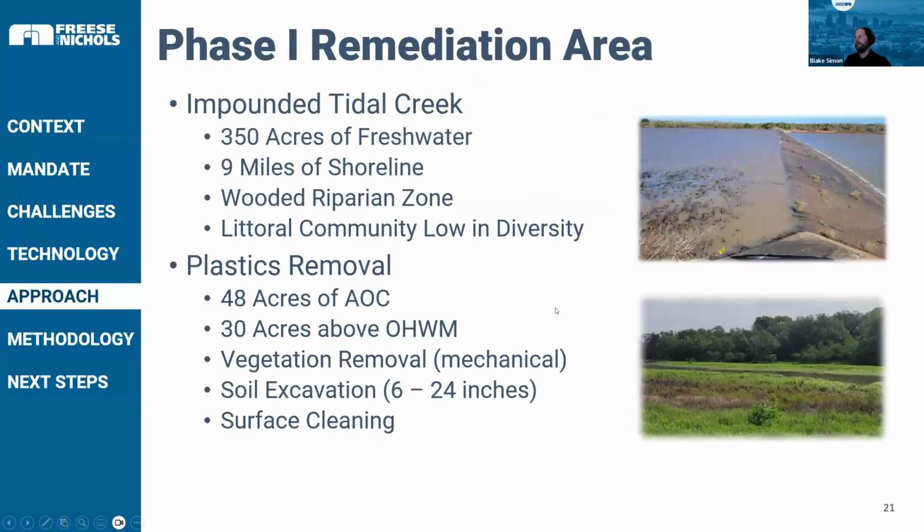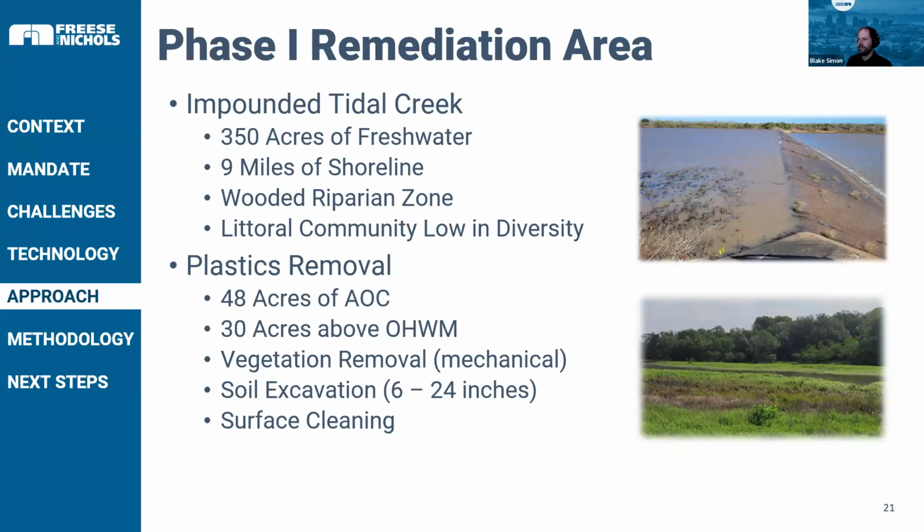So we talked about the methodology and what that means for this particular project. It was on an impounded tidal creek. There were 350 acres of fresh water and 9 miles of shoreline. It included a wooded riparian zone, and the littoral community was low in diversity in this area. And then the actual plastics removal was 48 acres of the actual area of concern, and 30 of those acres were above the ordinary high water mark.